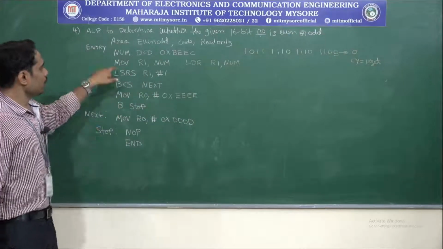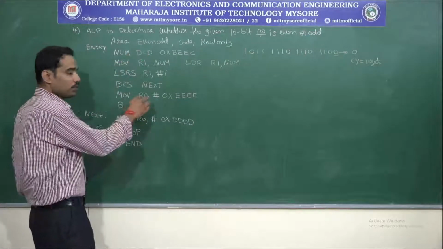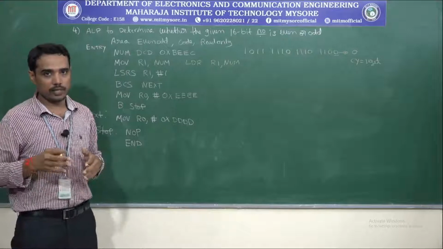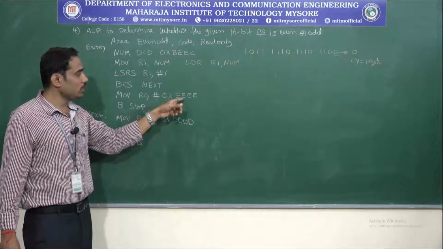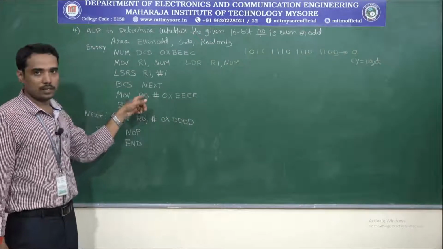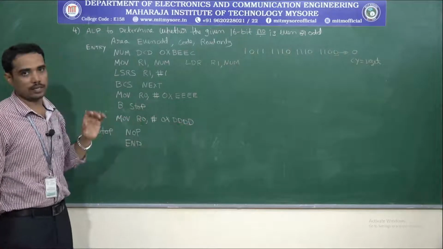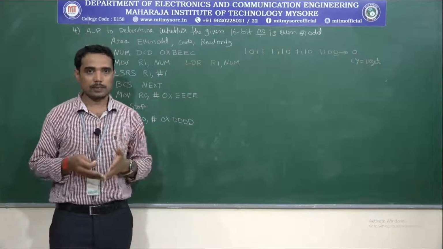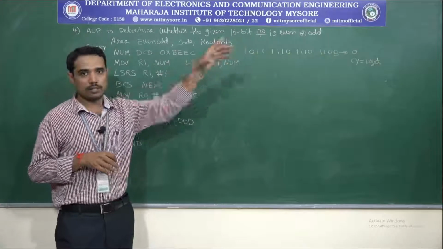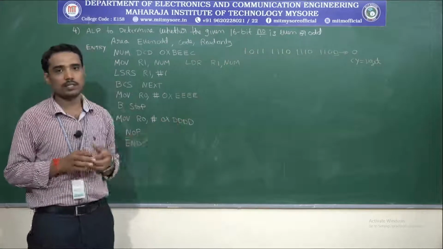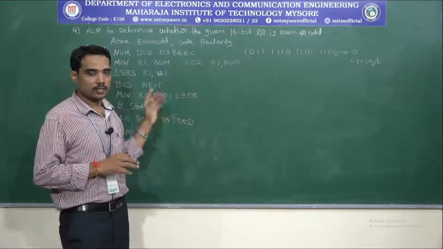For the sake of simplicity, if the given data is even, we store the value EEE in R0. If the given data is odd, we store DDD in R0. If after execution the contents of R0 are EEE, then the given 16-bit number is even. If it is DDD, the given 16-bit number is odd. For that purpose, we have taken E and D.